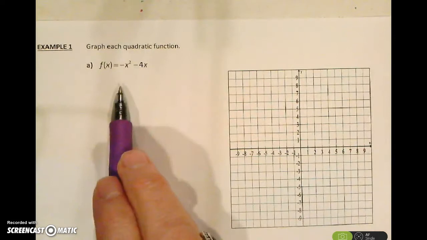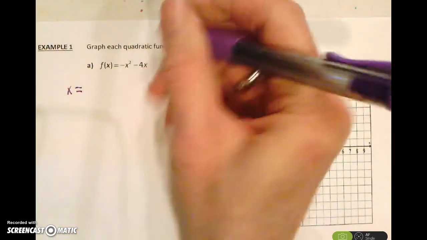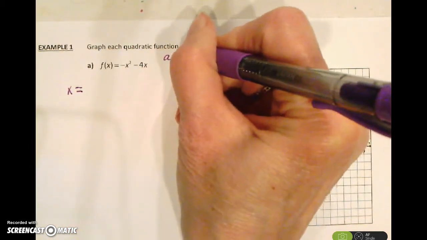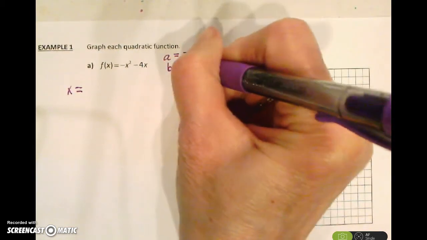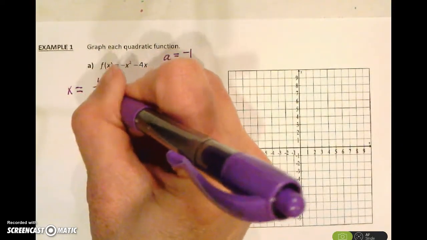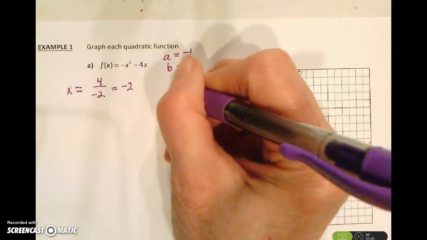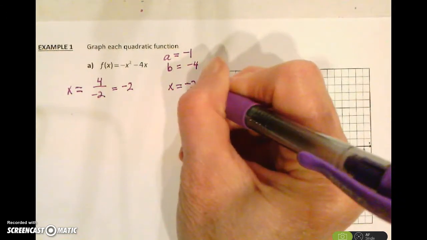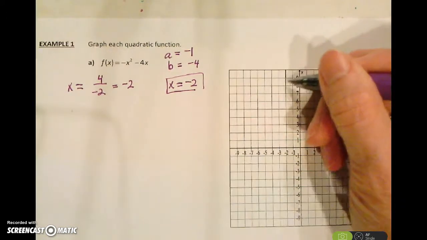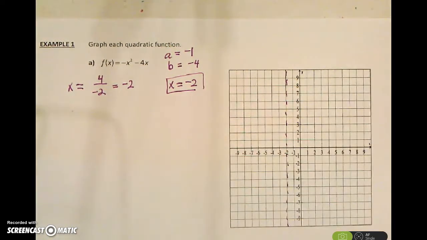All right, so now let's repeat those steps for example 1. So we'll want to find first the axis of symmetry. So we'll need to know what the a and the b is. So a appears to be negative 1, and b is negative 4. So x is equal to the opposite of b, so that's 4, over 2 times a, so that's negative 2. So then x is equal to negative 2. So our axis of symmetry then is x is equal to negative 2. And I will graph that and show our axis here with a dotted line.